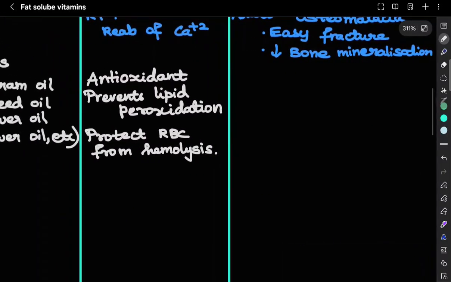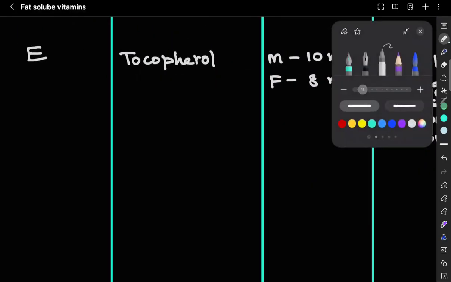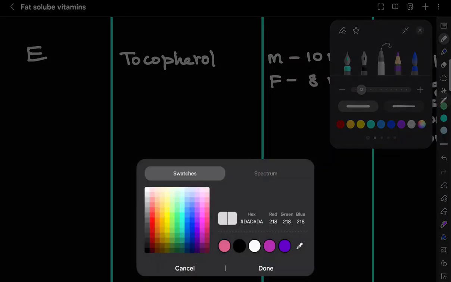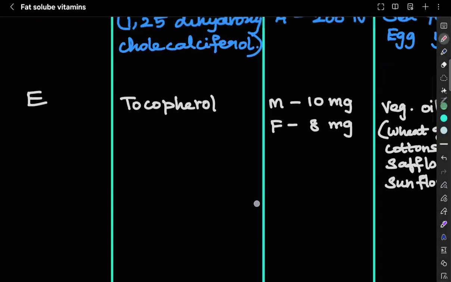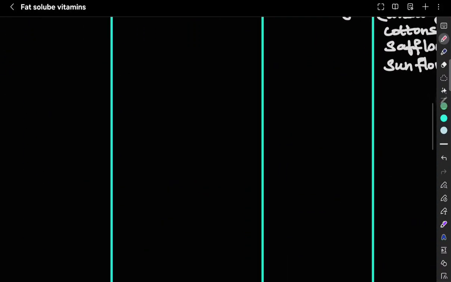Since the function is protecting the RBC from hemolysis, then the deficiency will cause something related to hemoglobin or RBC, that is anemia. Okay, correlate the deficiency with the function. It will be easy to remember, right? Okay. So next we have A, D, E, and finally we have vitamin K.